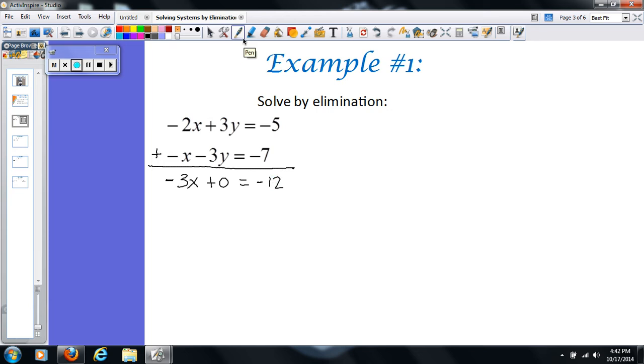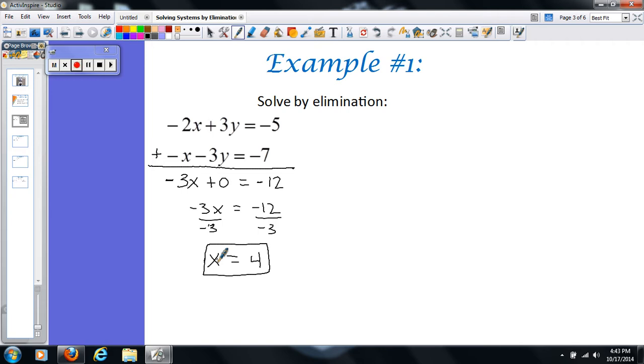So now, when I've added those together, I am now left with one variable and one equation. I can solve this. So this is negative 3x equals negative 12. I need to divide by negative 3, and I get x equals 4. So this was the elimination part. Okay, we've used elimination. We have found one of our variables. Now this is a combination of elimination and substitution.